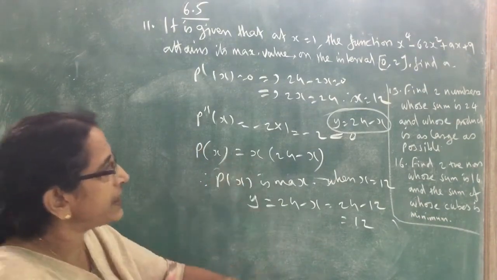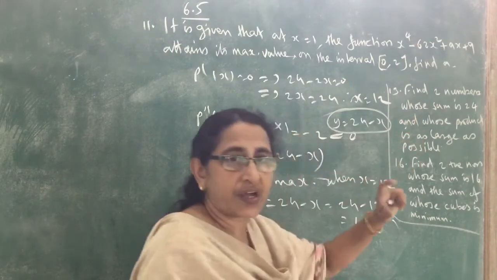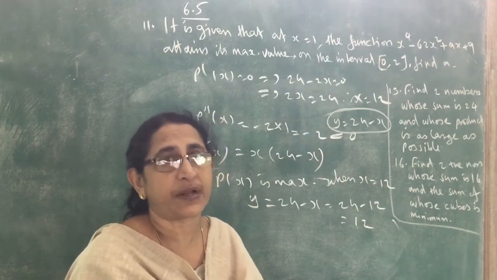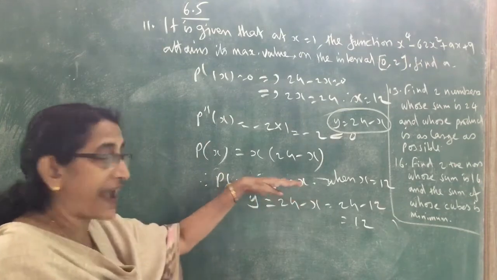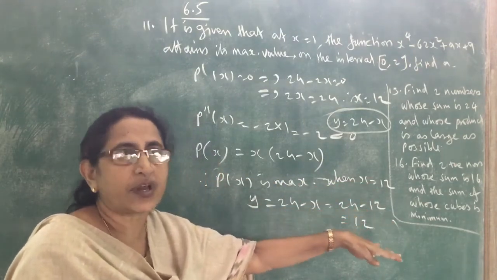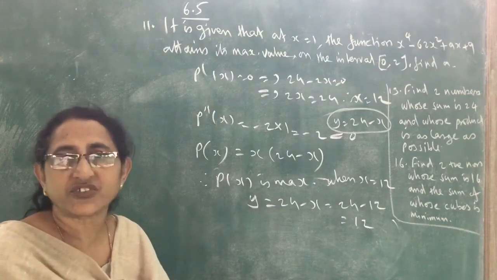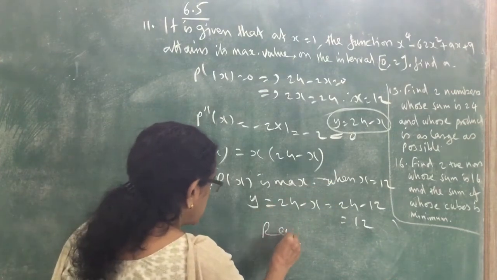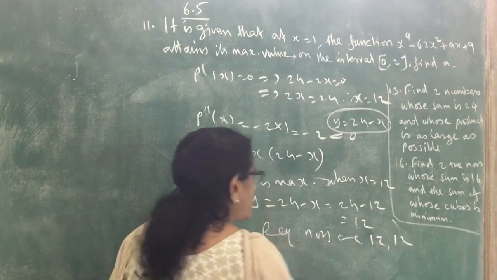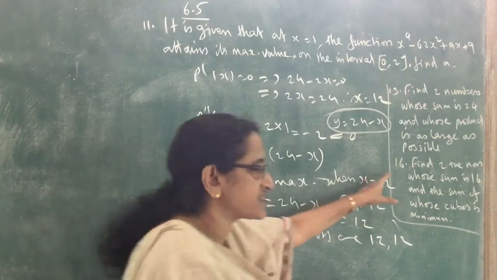So here the question is, find the two numbers whose sum is 24 and whose product is as large as possible. So here we got the product is maximum when x equal to 12. When x equal to 12, y equal to 12. So the numbers are 12 and 12. So the required numbers are 12 and 12. Now question number 16.